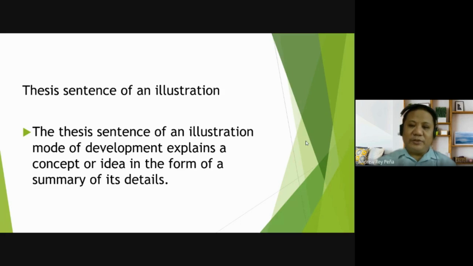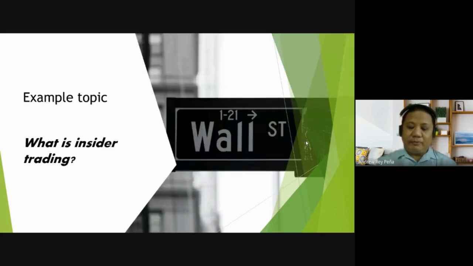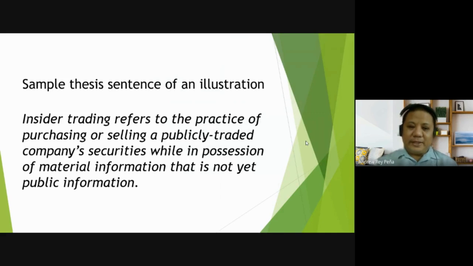If you use a mode of development, it follows that the essay becomes clear. So if you use an illustration mode of development, then you have an illustration essay. The thesis sentence of an illustration mode of development explains a concept or idea in the form of a summary of its details. Let's have an example topic. What is insider trading? We have a sample thesis for this kind of essay.